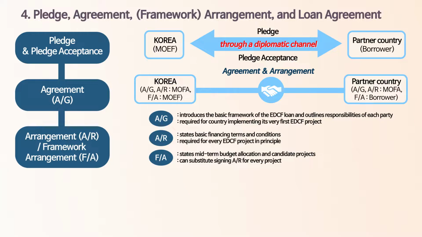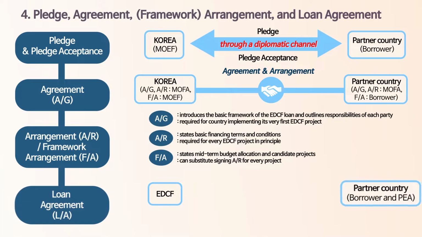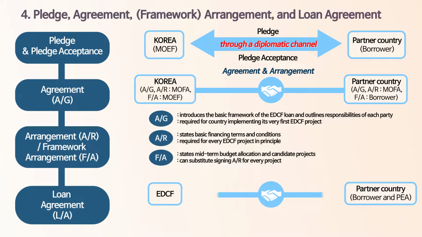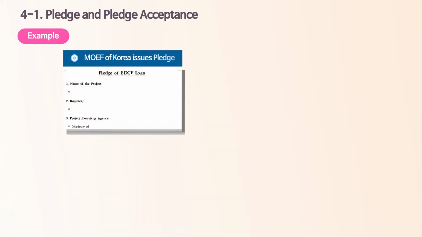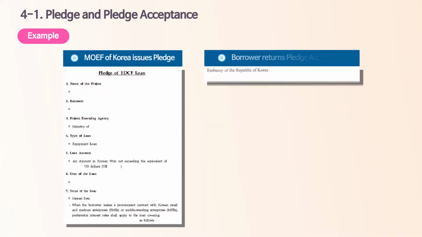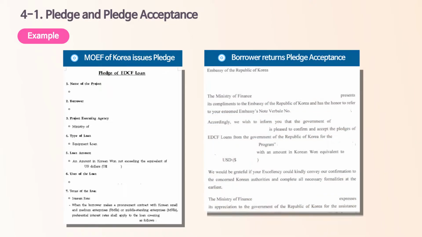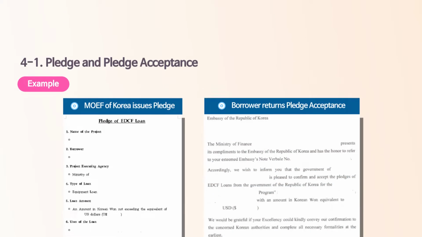Therefore, concluding an FA is generally recommended rather than signing an AR for each project. For your reference, the standard forms of agreement and arrangement are available on the EDCF official website. After signing budget allocation agreements, EDCF undertakes procedures to sign the loan agreement, or LA, with the partner country, which I will elaborate on later. Before that, these are the samples of pledge and pledge acceptance.